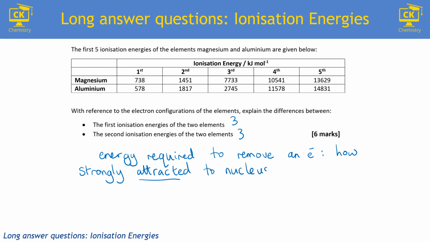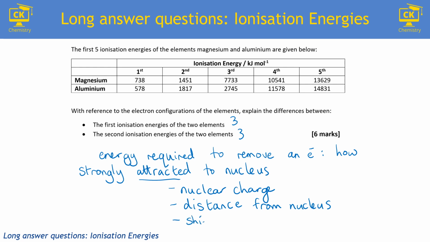So attraction is the thing that we want to focus on. Now, that's going to depend on nuclear charge, because obviously the more protons we have in the nucleus, the more strongly attracted an electron could be. It's going to depend very heavily on the distance from the nucleus, because all forces of attraction like this depend on how far away the 2 things that are attracting each other are. And it could also depend on shielding.